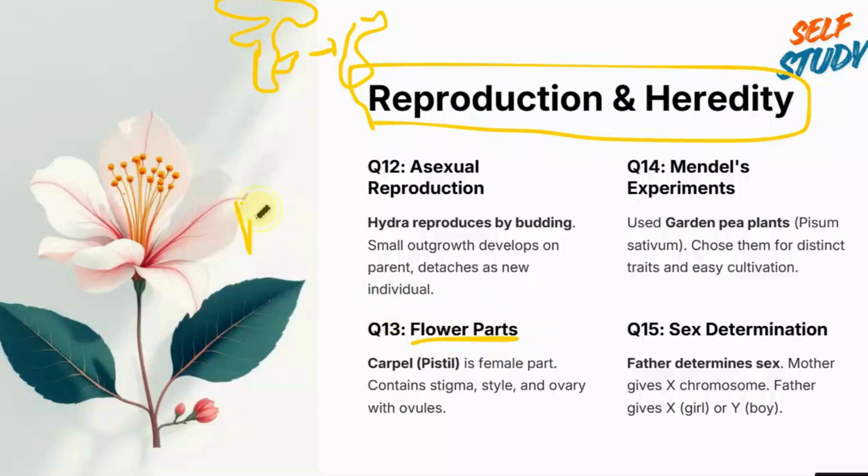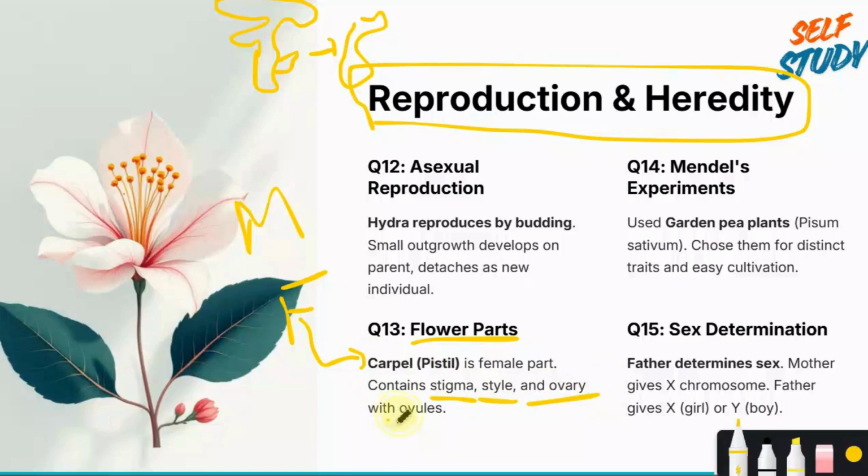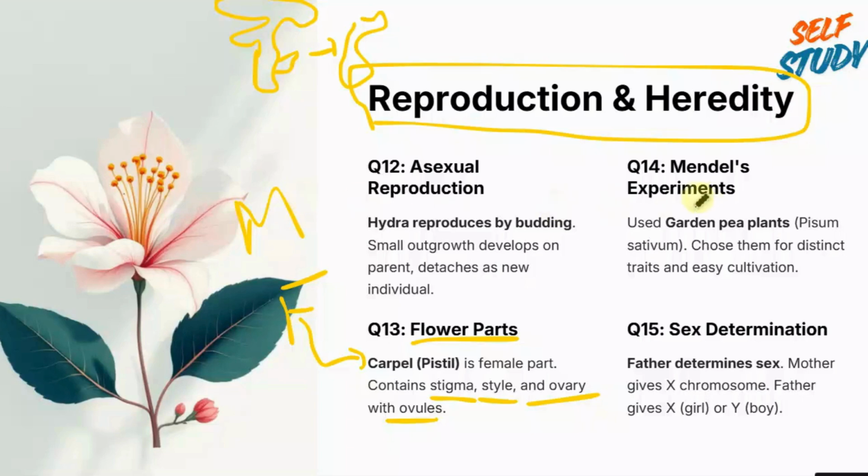Next, flower parts. A flower contains male parts as well as female parts. Generally, the carpel belongs to the female part and it contains stigma, style, and ovary with ovules. The male part contains the filament, as you know.